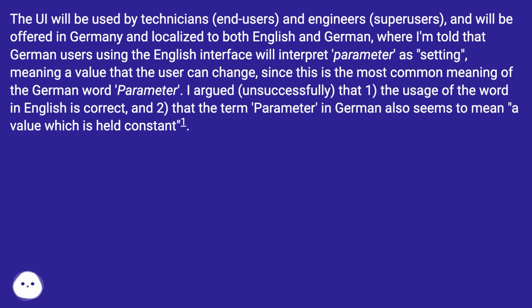setting, meaning a value that the user can change, since this is the most common meaning of the German word parameter. I argued, unsuccessfully, that 1, the usage of the word in English is correct, and 2, that the term parameter in German also seems to mean a value which is held constant.